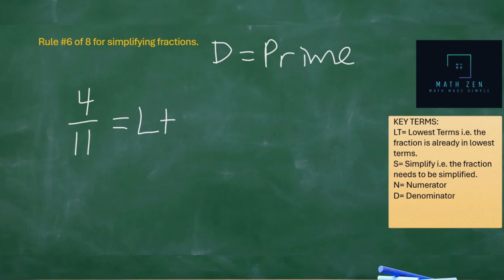Or let's go ahead and take a look at another one. What if we had 5/7? 5/7 is in lowest terms because the denominator 7 is also prime. You can only get 7 by doing 1 times 7.